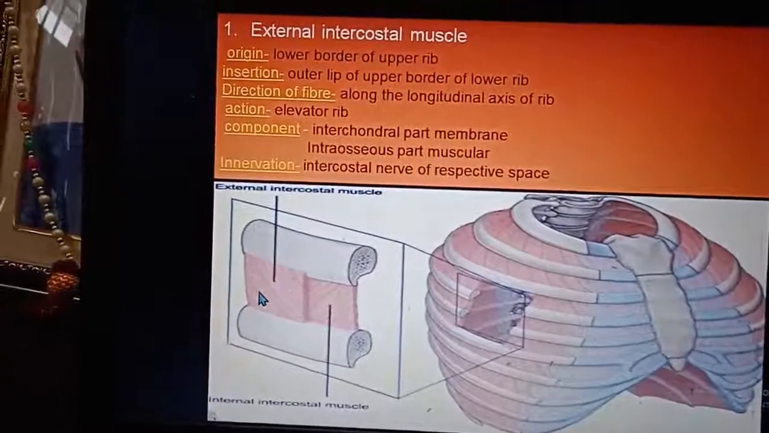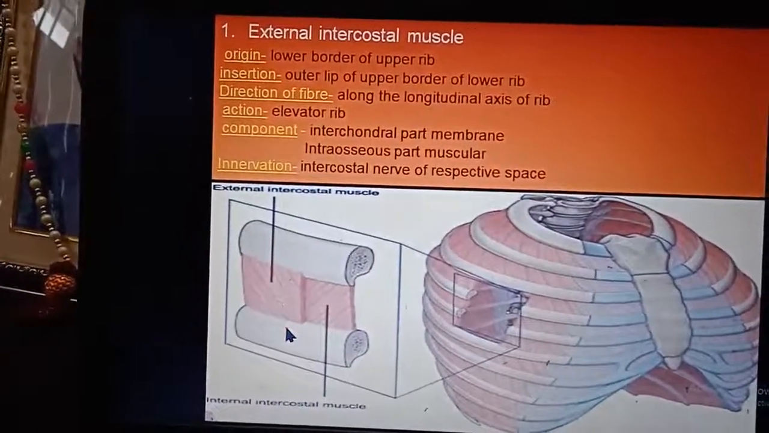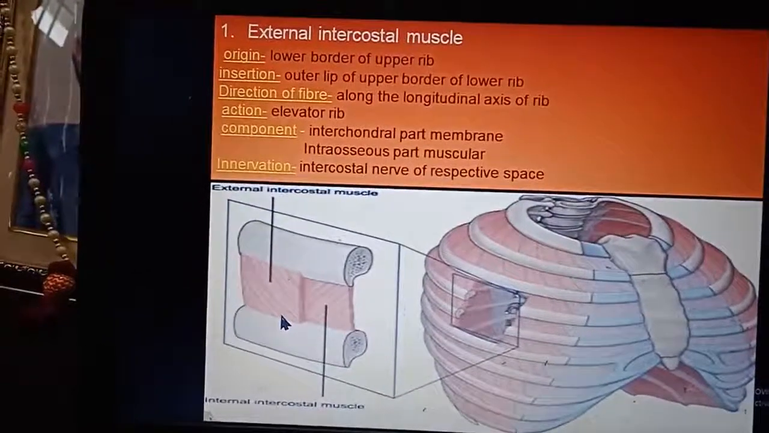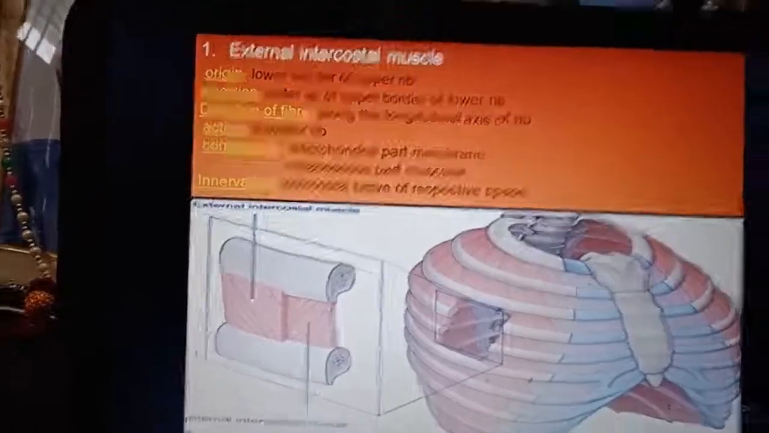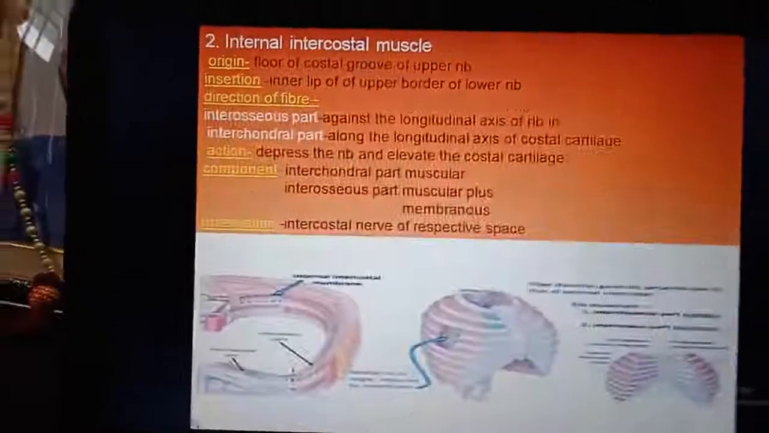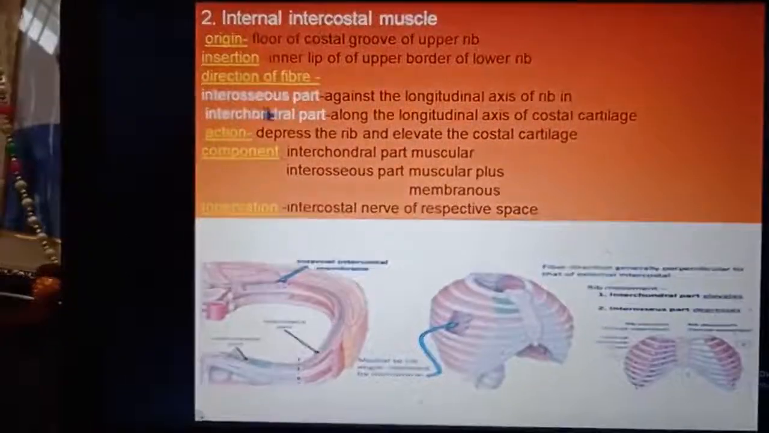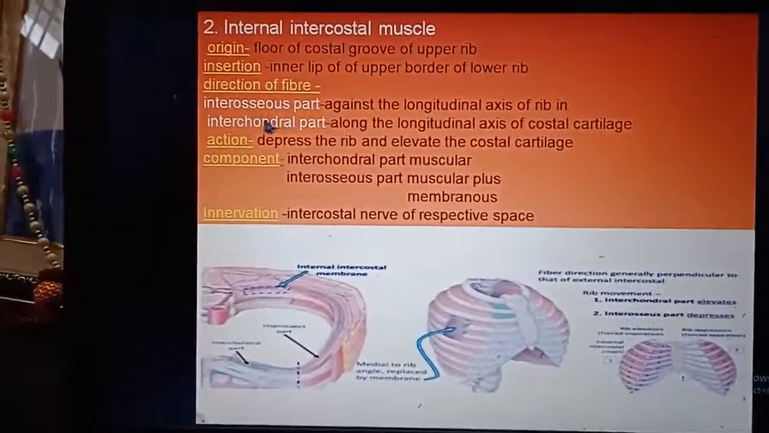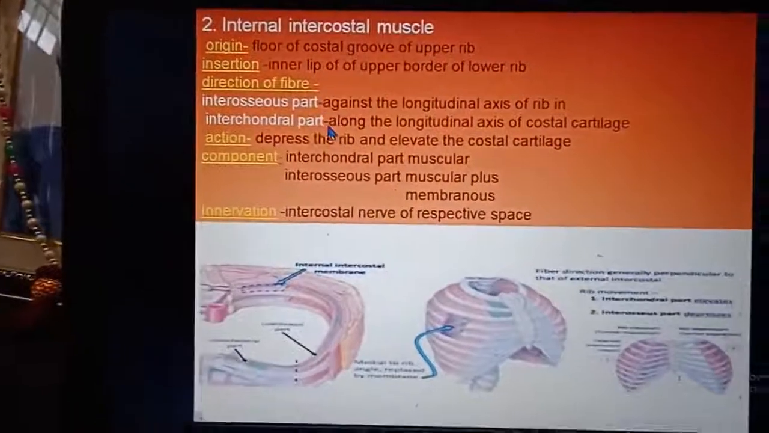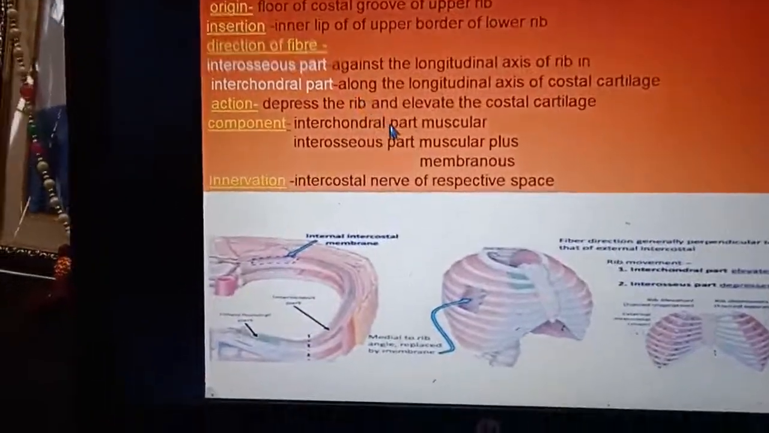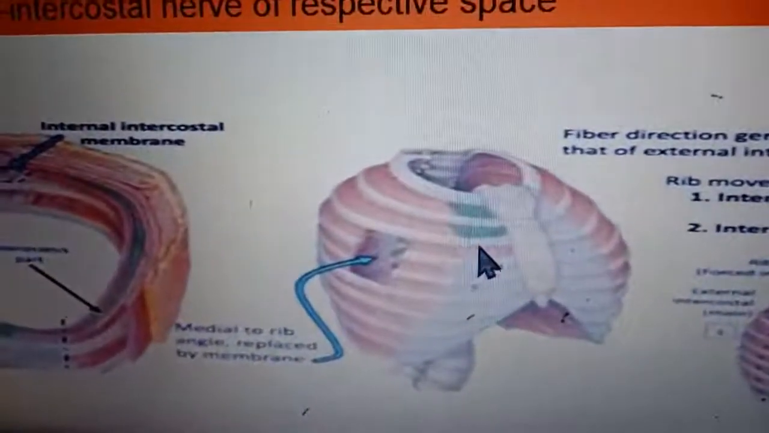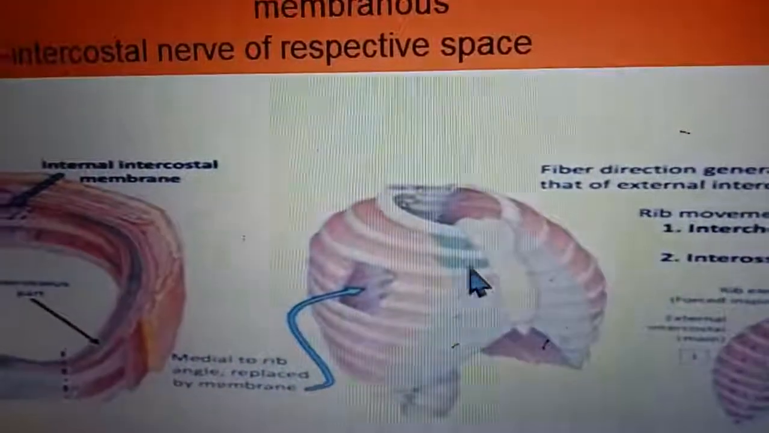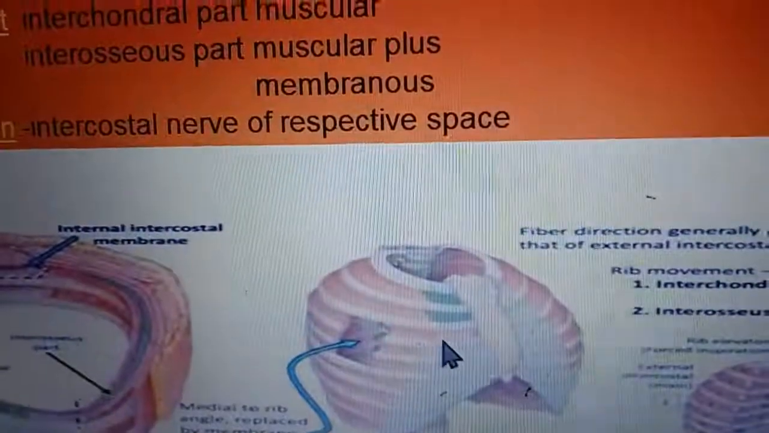In the external intercostal, it is along the longitudinal axis of the rib, just like putting the hand in the overcoat pocket, and in the internal intercostal, just like crossing the arm across the chest. Now, the direction of fiber in the interosseous part and the interchondral part. Interchondral, that is in between the costal cartilages. Here this is the external intercostal membrane and this is the internal intercostal muscle.